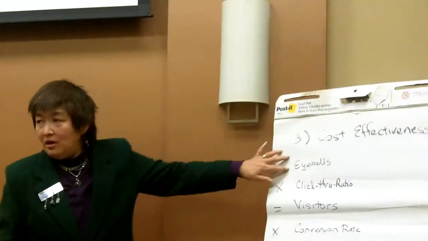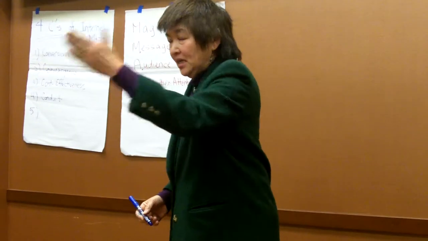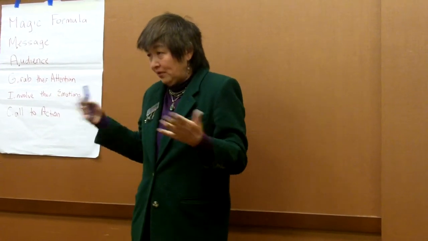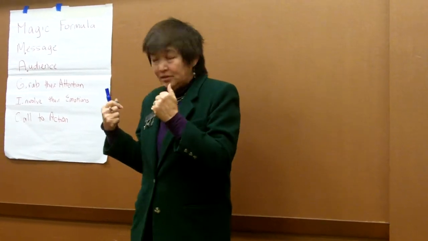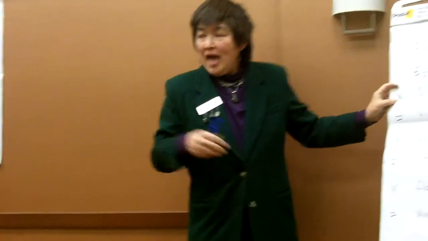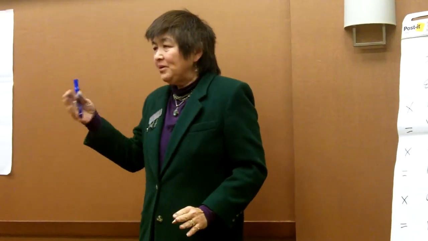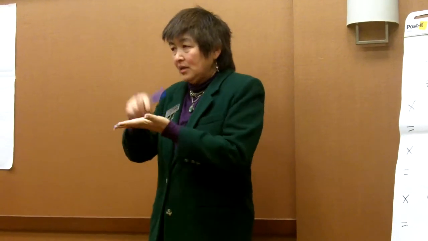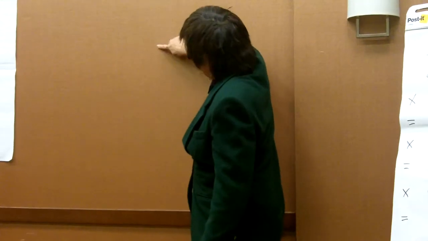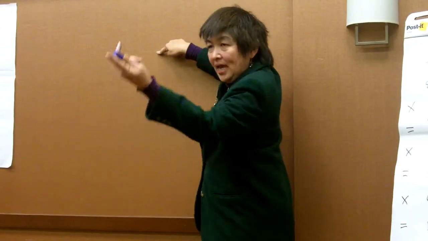So let's do the formula for that. What you want is eyeballs. Eyeballs on your ad, in the paper, at a speaking event, magazine, internet, whatever it is. So when you think in terms of eyeballs, multiply that by the click-through ratio: out of the people who see your ad, how many people are actually going to do something? On the internet, it's click on that ad. So if you're doing pay-per-click, here's your Google search page, and my ad clicks here.